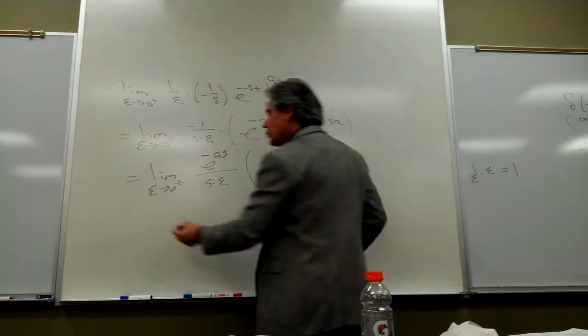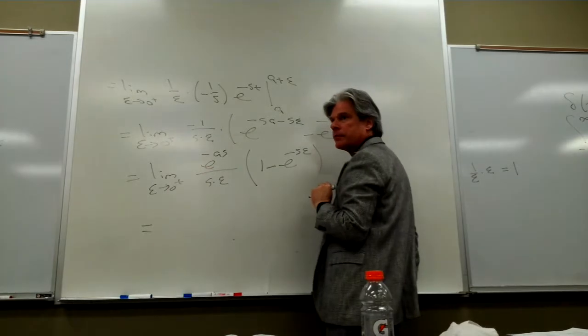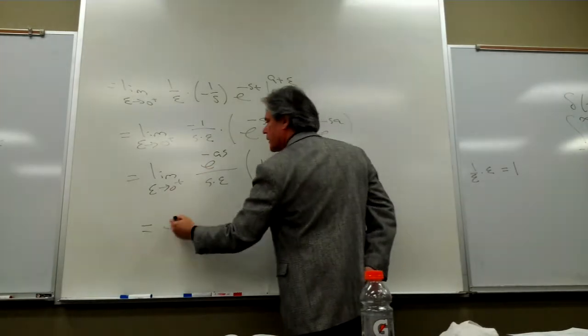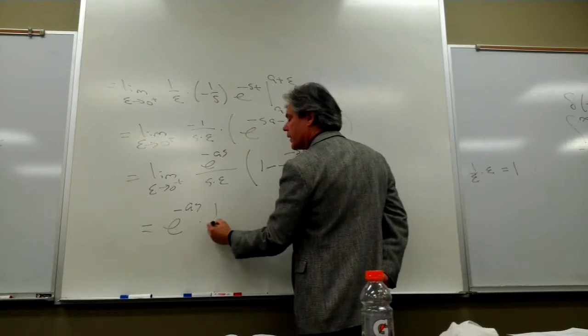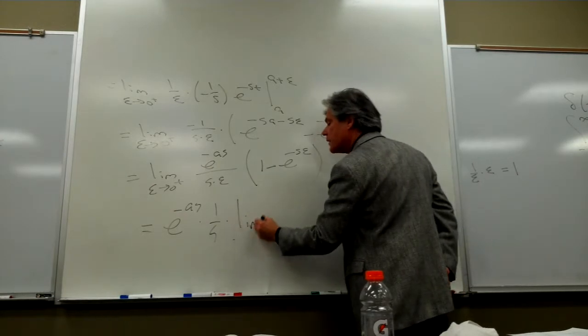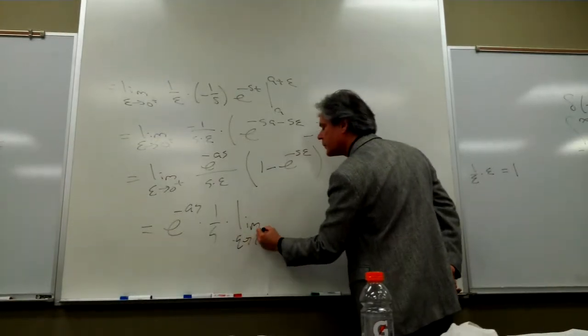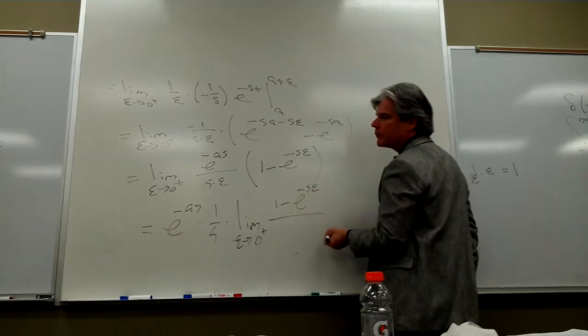And if you take a peek at what I have up here, I think it has nothing to do with that limit. So if you don't mind, I'm going to pull it out. I'm also going to pull out the 1 over s. And I think the only thing remaining is the limit as epsilon plays this game of the ratio of 1 minus e to the negative s epsilon over, oh, there's my epsilon.